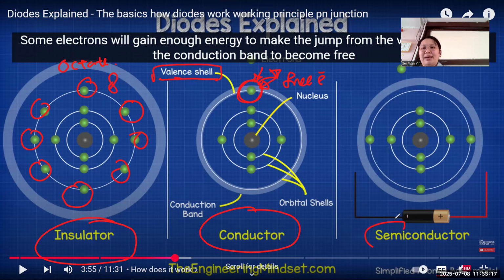Then what is a semiconductor? So it's half. See, this is silicon. So we have 1, 2, 3, and this one can be here. Okay, so we call this tetravalent. Tetra means 4.